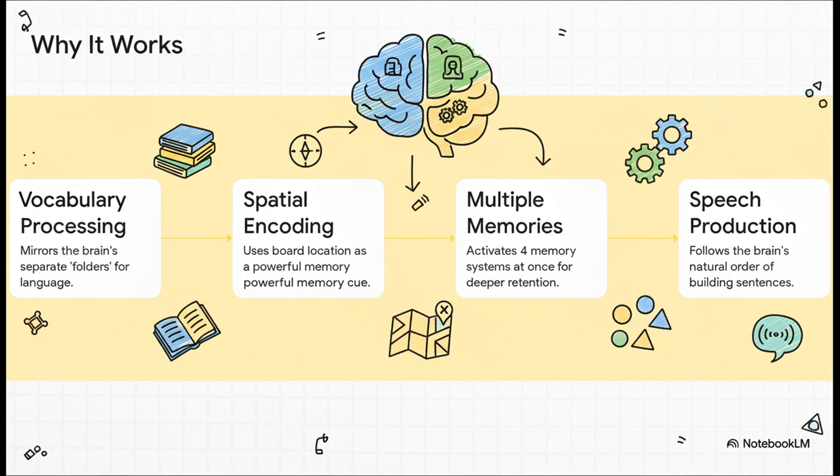So here's the breakdown. First, it mirrors how the brain actually works. Your brain doesn't just have one big language folder. It has different areas for different jobs, and this board setup reflects that. Second, it taps into what's called spatial encoding. Just by putting grammar in the same spot every single time, you're giving your students a powerful memory hook based on location. Third, it activates multiple memory systems all at once, for meaning, sound, patterns, and rules.